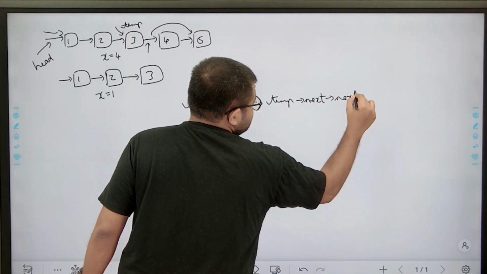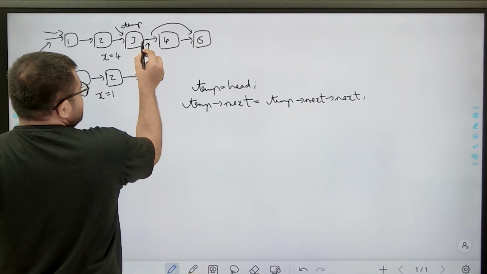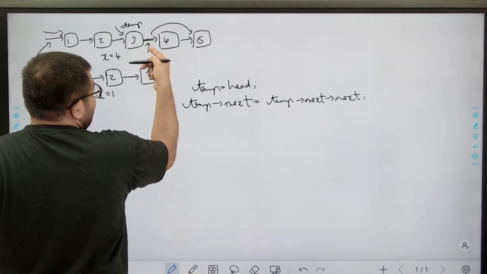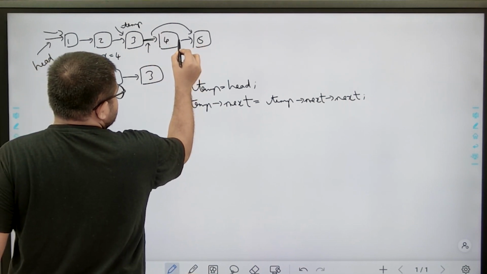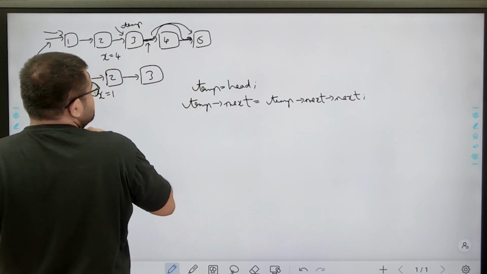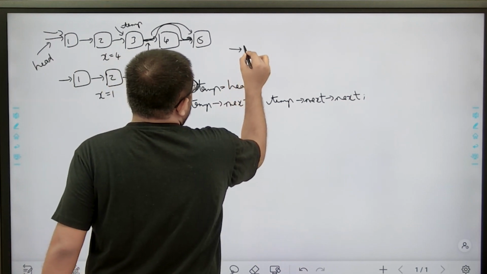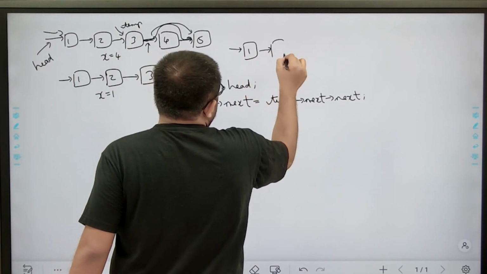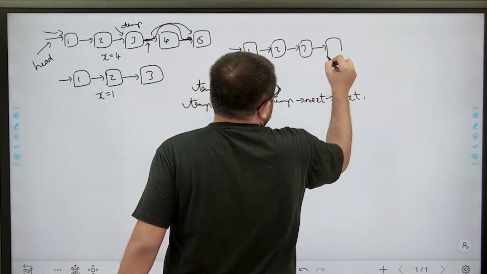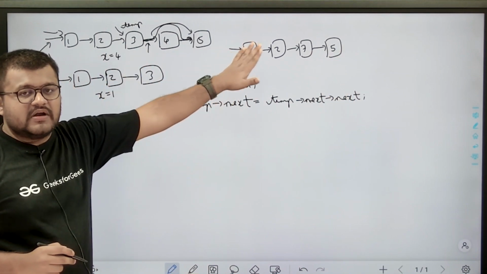So basically my temp was pointing till here, this is temp next. I said temp next, that is this pointer, is equal to temp next next. Now what is temp next next? This pointer. So basically this will become equal to this, so this will be joined here. So my modified linked list would be what? It would be 1, 2, 3, and this pointer will now directly point at 5. So 4 is removed from the linked list, our linked list is modified.